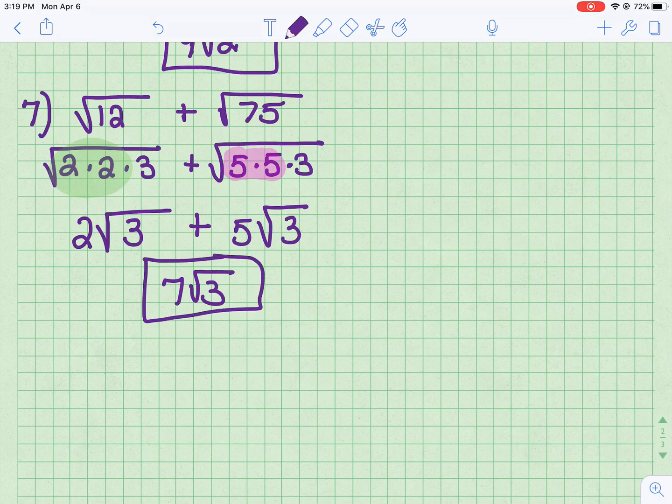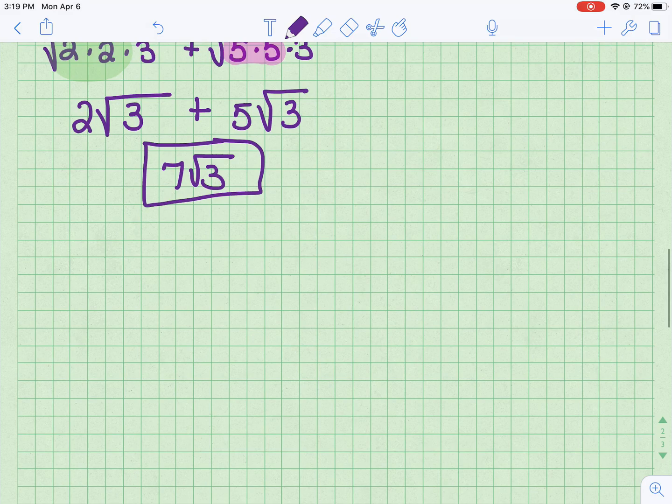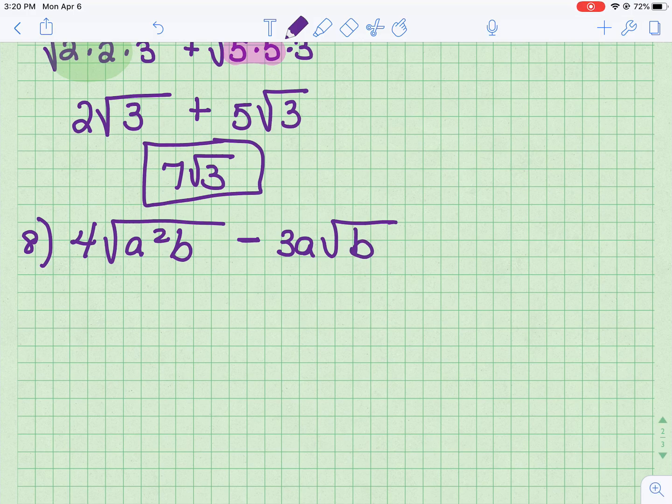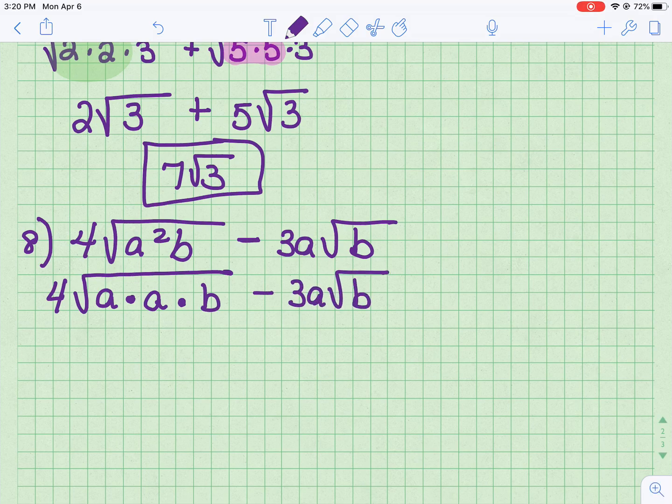Okay, let's do one that has variables in it. So let's look at number 8. 4 root a squared b minus 3a root b. Again, looking at this at first, it appears that there's no way to add these together. But I also notice that I have an a squared up here. So I need to take my first radical, the 4 root a squared b, and I need to simplify that. Now you don't have to write out this step, but I'm just going to show you. I took a squared and I wrote a times a, times b. And then the second term was 3a root b. There's nothing I can simplify there.